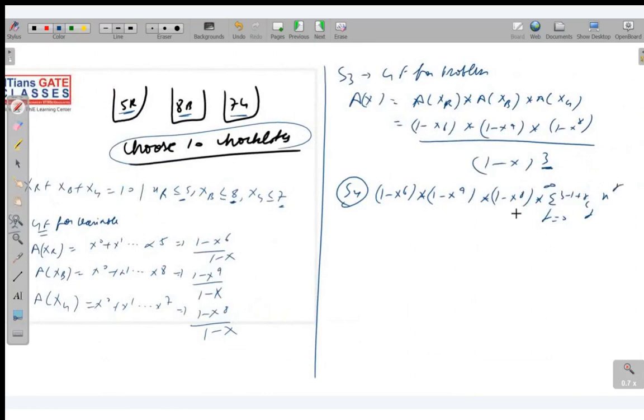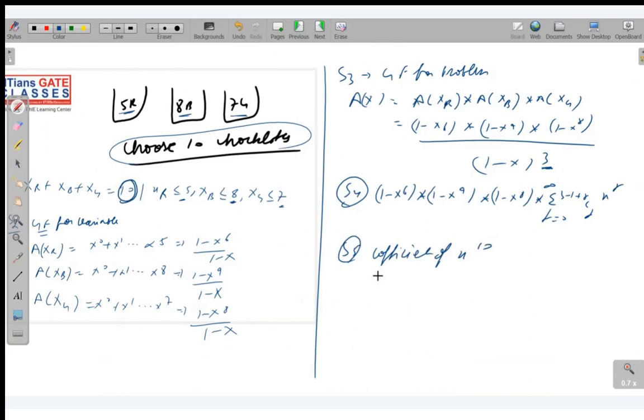And what do we want to find? The coefficient of what? See this. The RHS is 10. So from here I have to find the coefficient of x power 10. So now I will apply some common sense. So what will I apply?